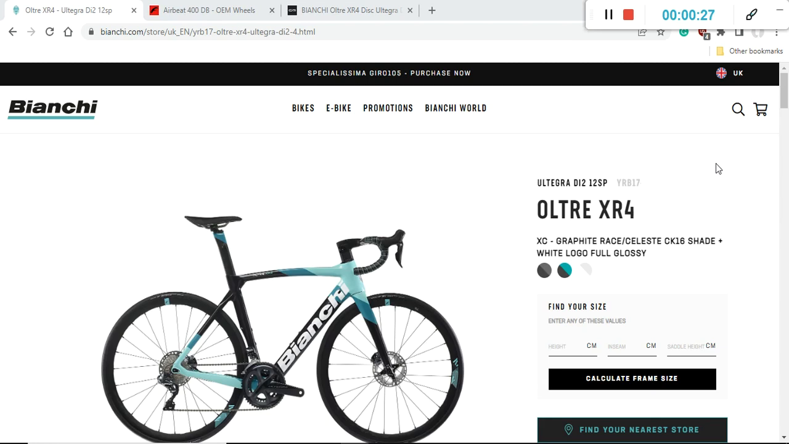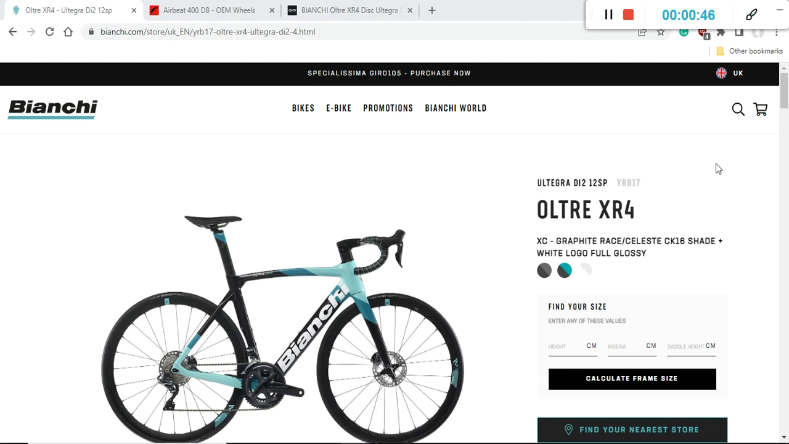So as you probably know, Bianchi is an absolute legend when it comes to road bikes. They are the oldest bike manufacturer in the world. They were founded in 1885, so they definitely have a huge heritage in making road bikes.